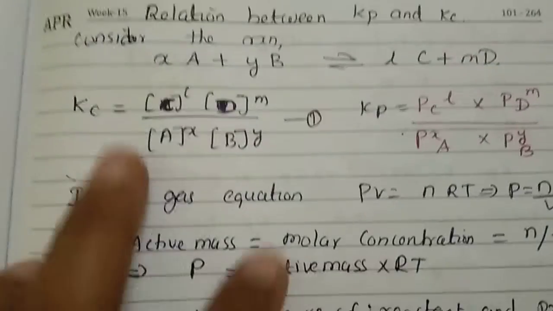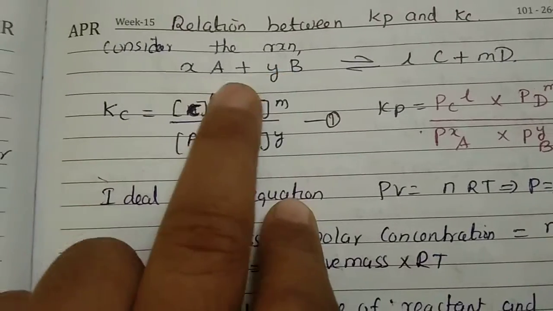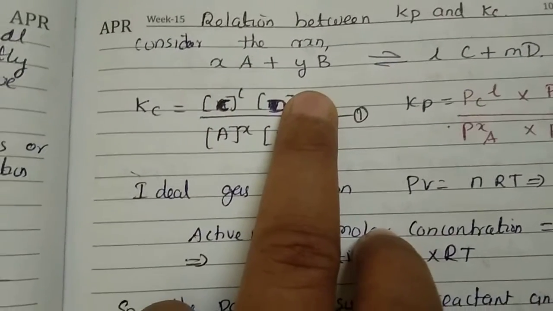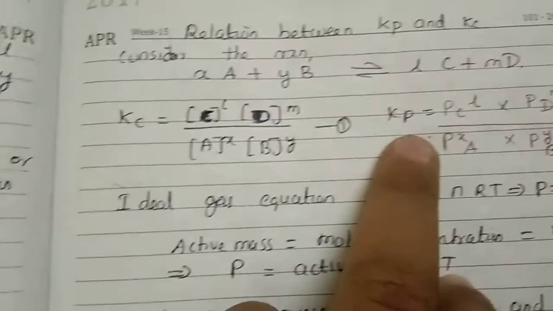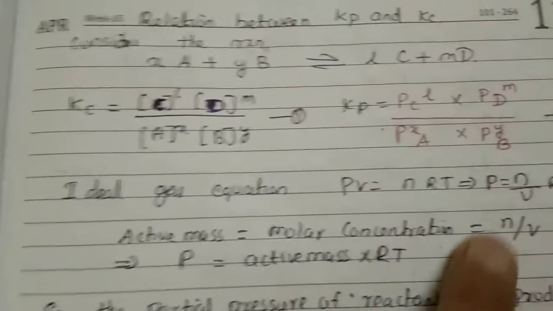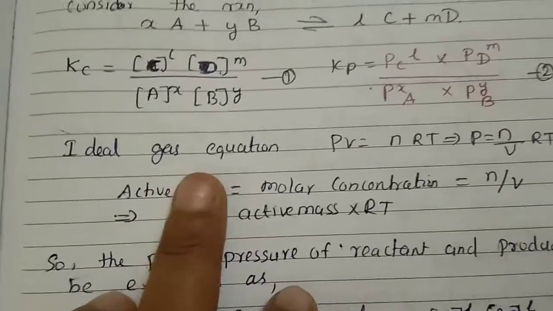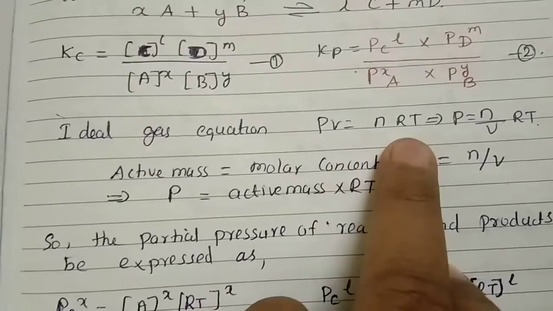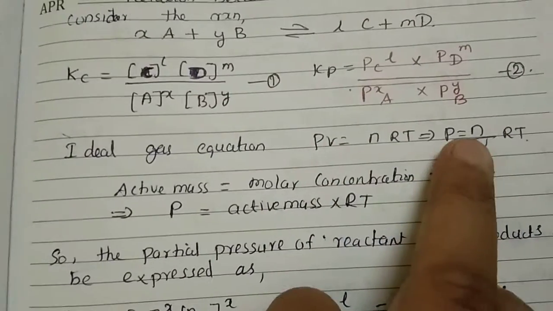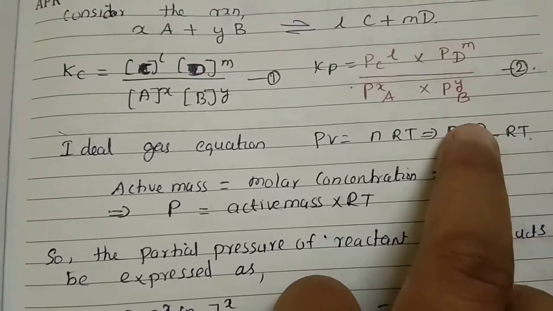Next, the relation between Kp and Kc. So consider the reaction. You already know that Kc equals the active mass of products divided by reactants, and Kp equals the partial pressure of products divided by reactants. Then the ideal gas equation: PV equals nRT. So P equals n by V times RT. n by V is the active mass.